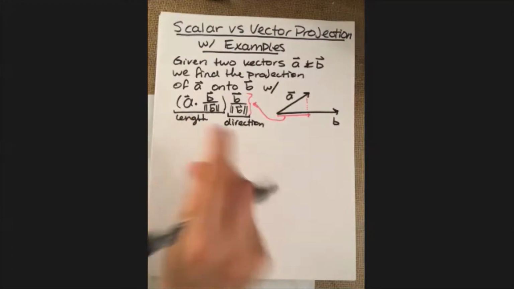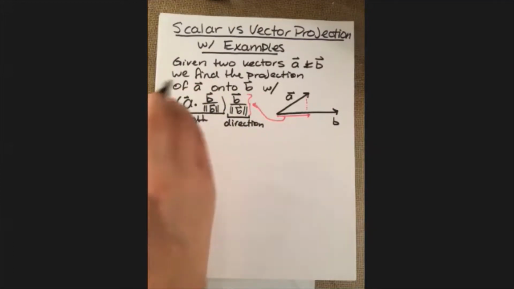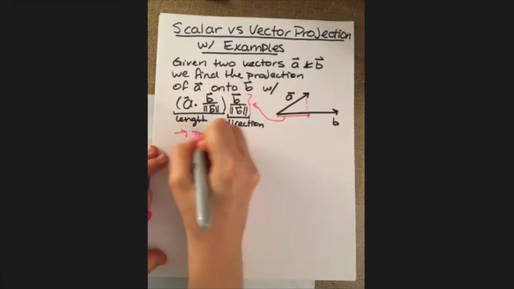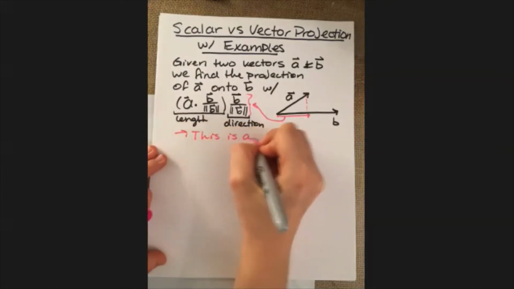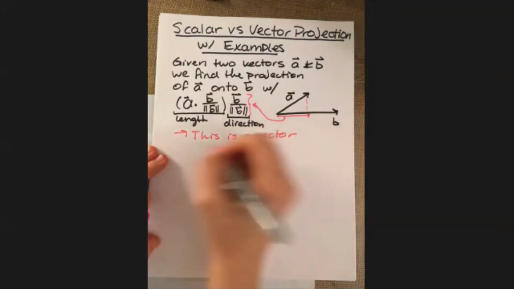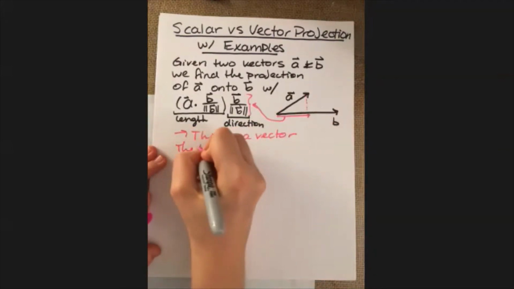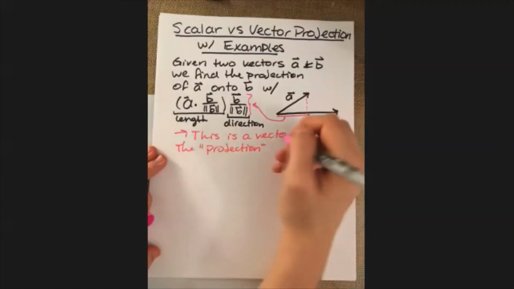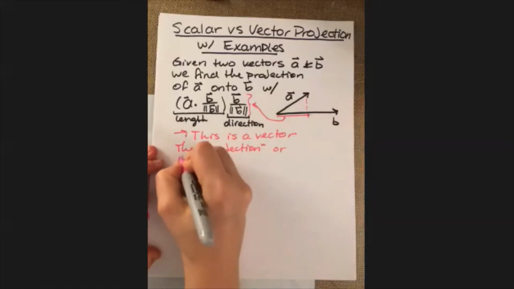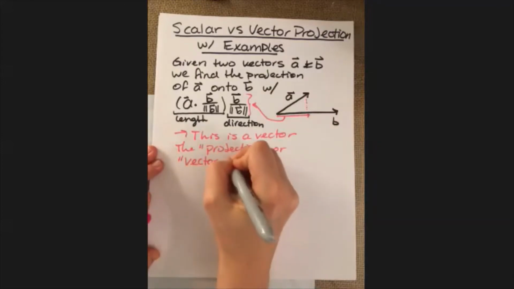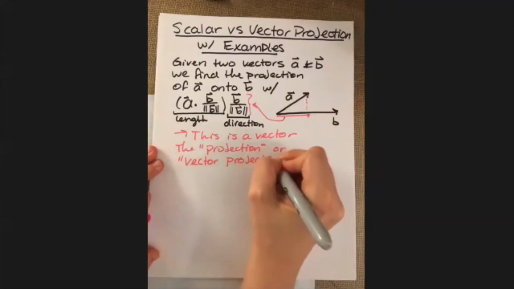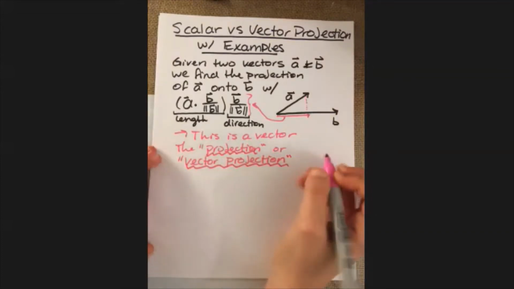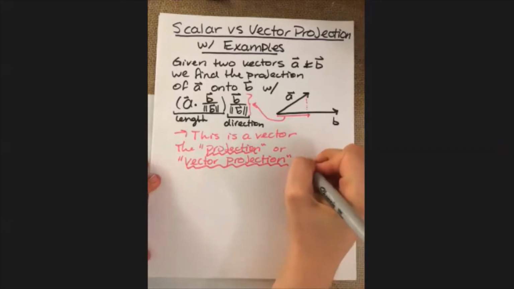So this entire expression right here is a vector, as we've said, and is called the projection. Or we can specify and say that it is the vector projection of A onto B.